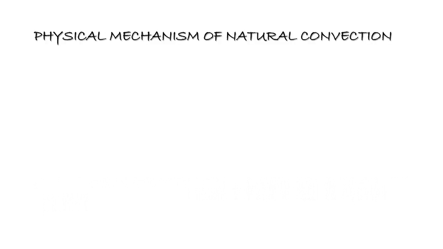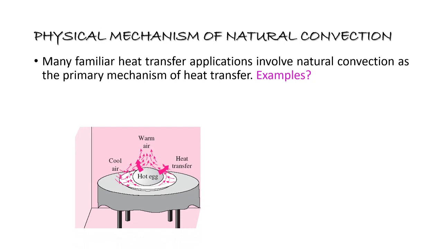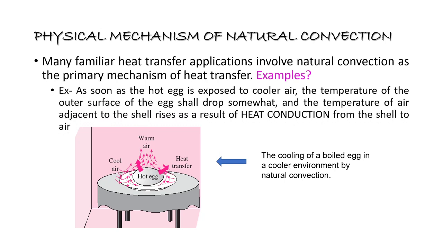Let's discuss the physical mechanism of natural convection. Many familiar heat transfer applications involve natural convection as the primary mechanism of heat transfer. Let's take an example of a hot egg placed on a table in surrounding air. As soon as the hot egg is exposed to cooler air, the temperature of the outer surface of the egg shell drops somewhat and the temperature of air adjacent to the shell rises as a result of heat conduction from shell to air. The cooling process in this case is rather slow since the egg would always be blanketed by warm air and it has no direct contact with cooler air farther away.